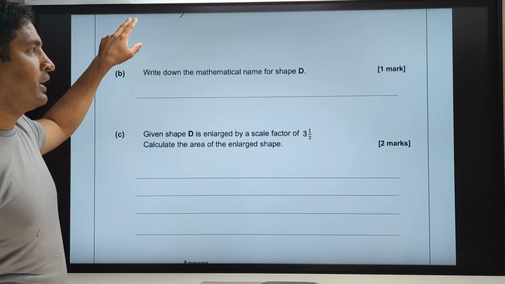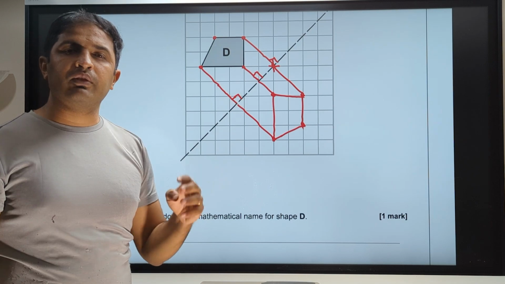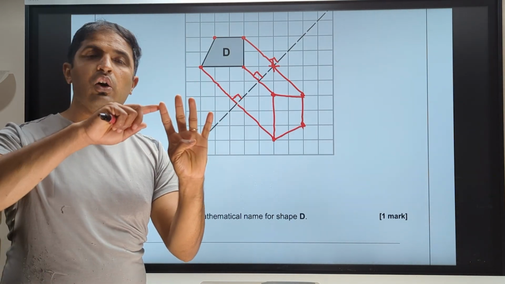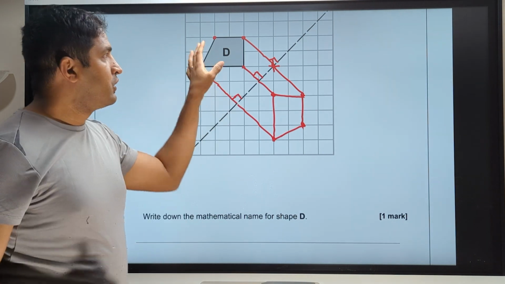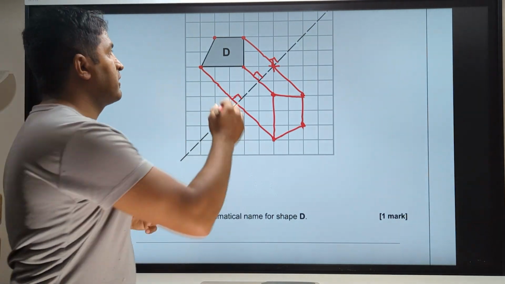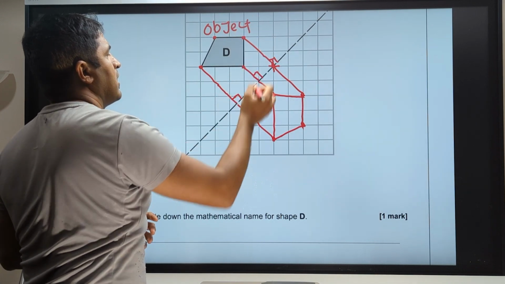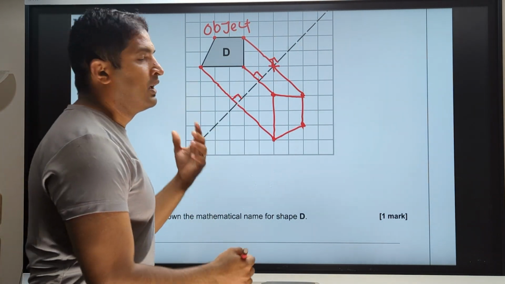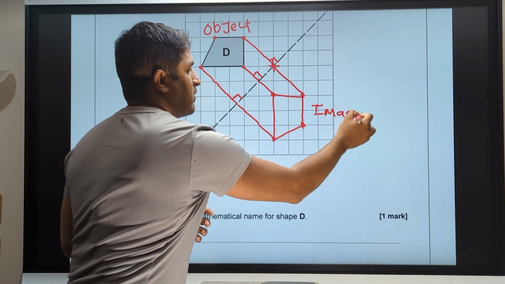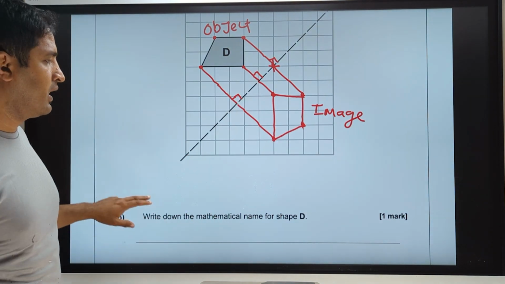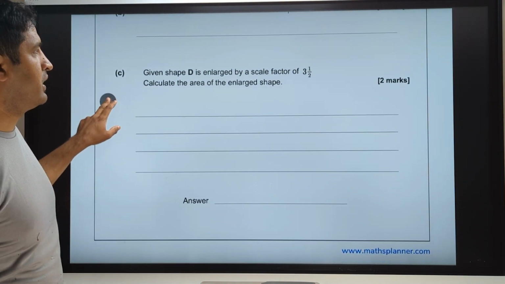Write down a mathematical name for shape D. Now, the original shape, before you do any transformation, there are 4 transformations. You got enlargement, rotation, reflection, and translation. So the original shape before any of those transformations is known as an object. And after the transformation, what you get is the image. So after the reflection, what you're getting is the image. Okay. So that's the mathematical name for this shape D.